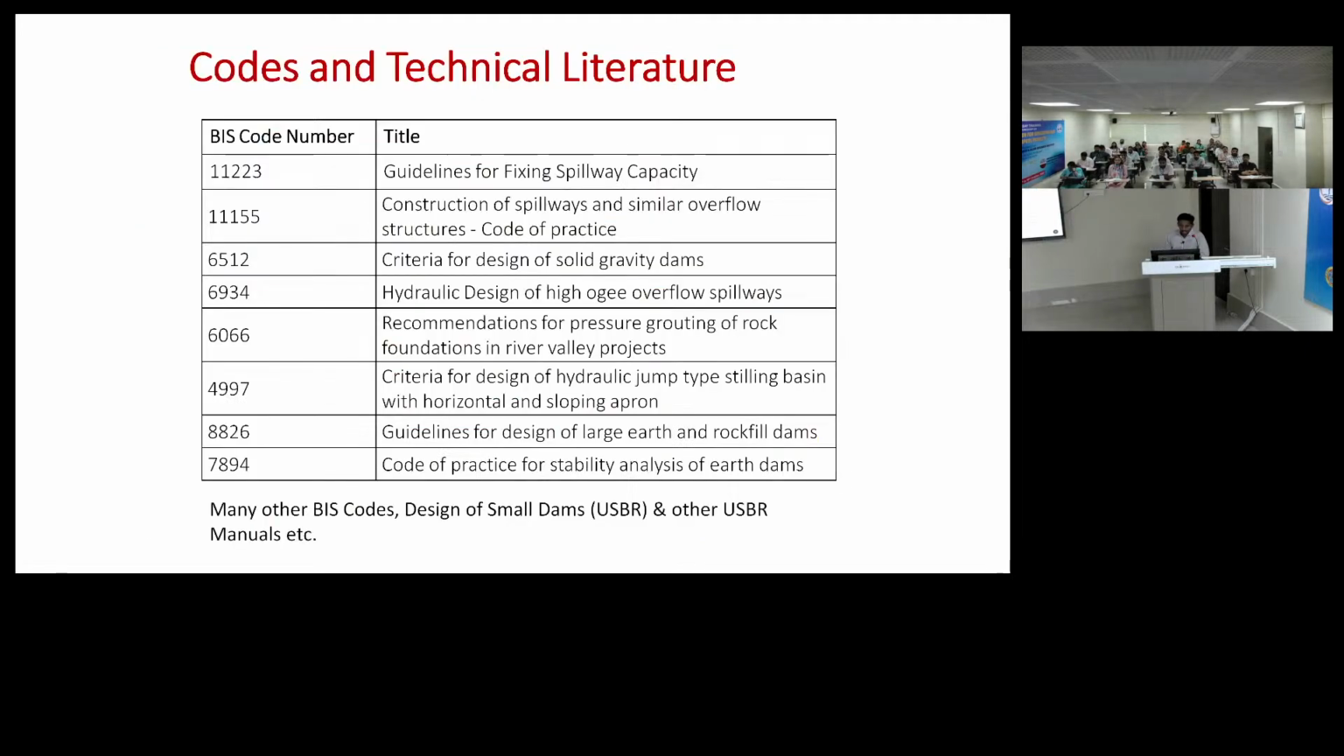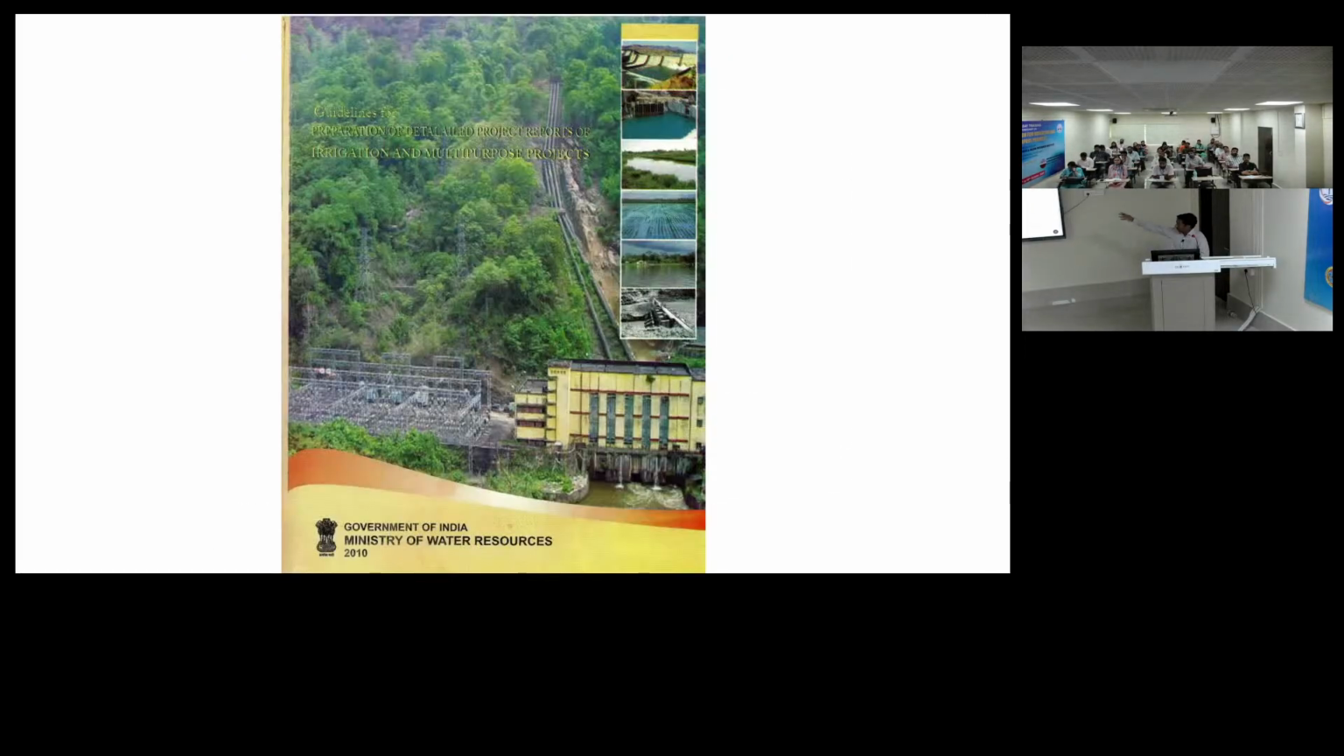There are some guidelines, not restricted to this; there are many other useful codes. This is our DPR guidelines, the CWC guidelines. Here you can see the different topographical survey extents, how much interval and area of data you have to collect, the borehole depth and spacing, and other chapter-related information. Everything is there in these 2010 Ministry DPR guidelines. You can download it from the CWC website.